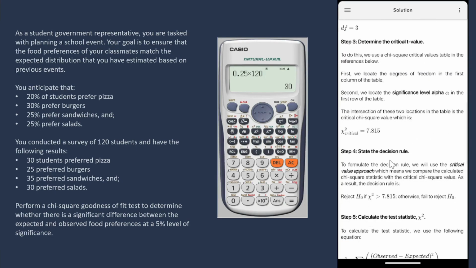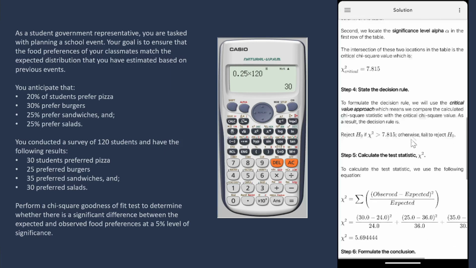Step 4 will be the decision rule. To formulate the decision rule, we will use the critical value approach, which means we compare the calculated chi-square statistic with the critical chi-square value. The chi-square goodness of fit test is actually a right-tail test. That is why in this particular decision rule, we see the symbol is greater than. When the test statistic is greater than the critical chi-square value, then we reject the null hypothesis. As a result, the decision rule is: reject the null hypothesis if the chi-square test statistic is greater than the critical chi-square value. Otherwise, we fail to reject the null hypothesis.